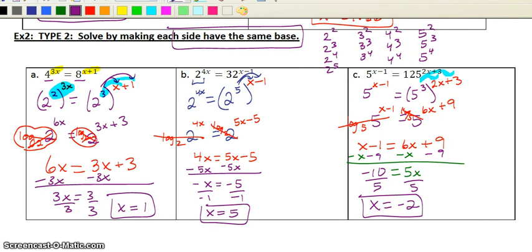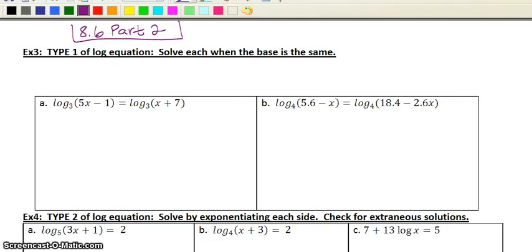Hey, welcome everybody to 8.6 part 2. So you're on the back side of your notes sheet, and on this side we're going to talk about the 2 different types of log equations that you're going to be solving.